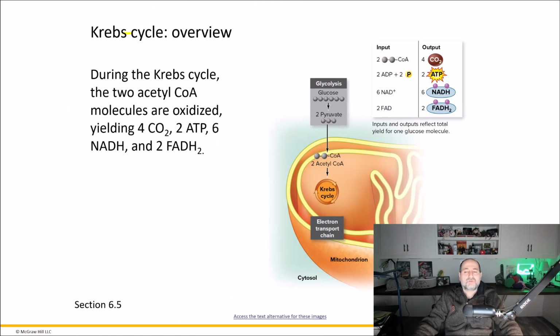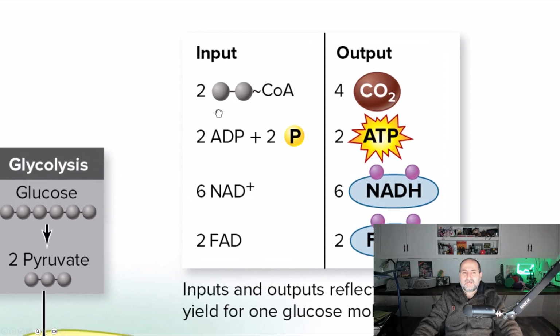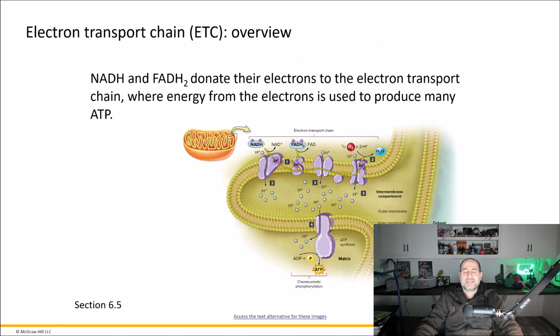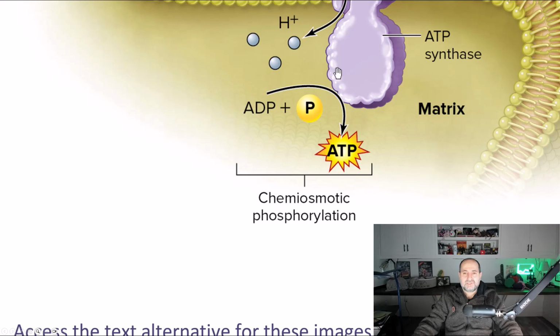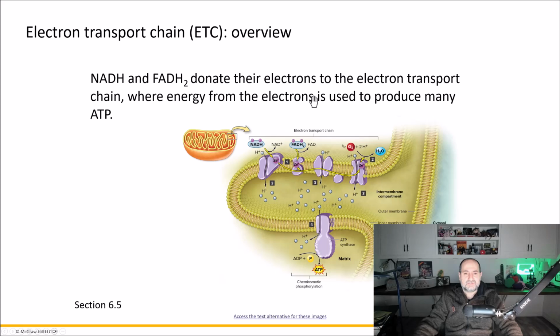Next, you should know about the Krebs cycle. Again, you should know the inputs and outputs. So remember, the input is you have 2 acetyl-CoAs. These are the acetyl-CoAs. And the outputs are CO2, ATP, NADH, and FADH2. You should know those inputs and outputs of the Krebs cycle. And lastly, we covered the electron transport chain as well as this chemiosmotic phosphorylation with ATP synthase. What do I need you to know about this stage here?